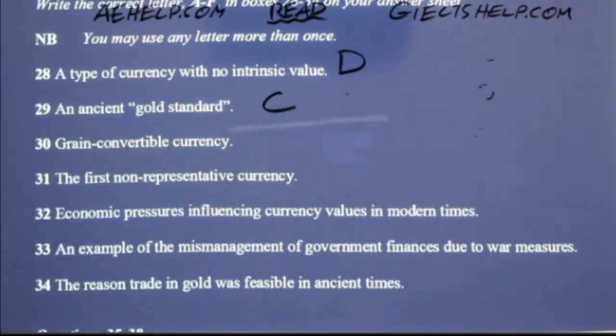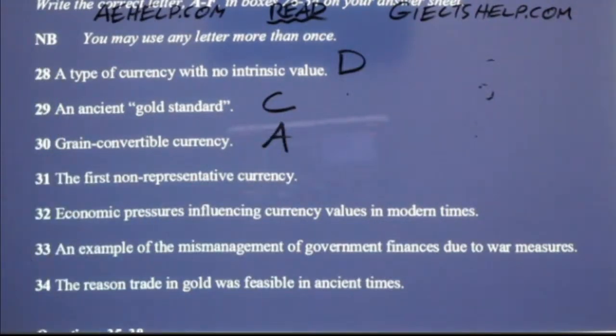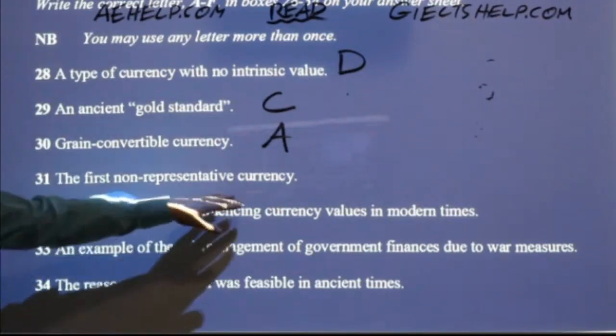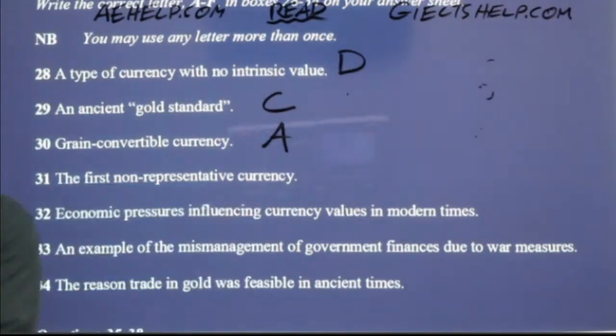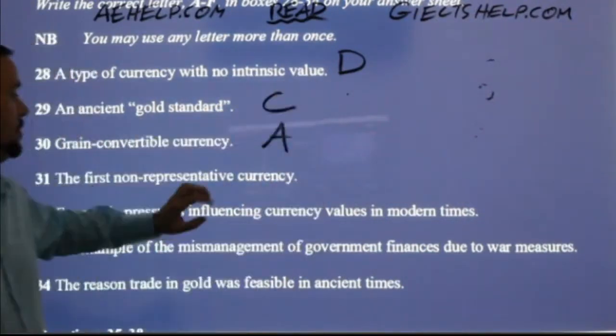Number 30. Yeah, I see that everybody's getting 29 right. That's great. Yeah, the Greeks. Everybody's got A. There we go. Now you're rolling. 31, the first non-representative currency. I bet now you'll get it right. This is why it's important to get this one correct, because then you'll get that one correct.